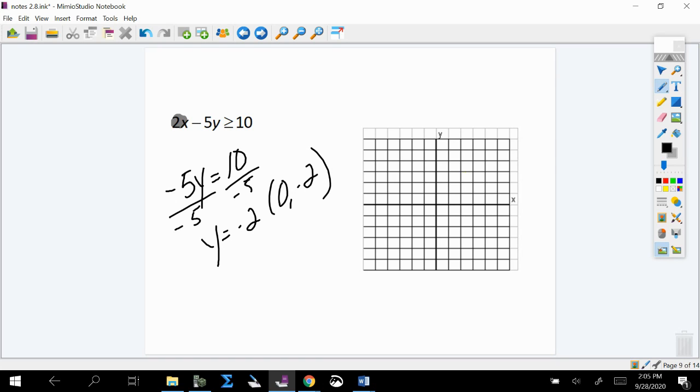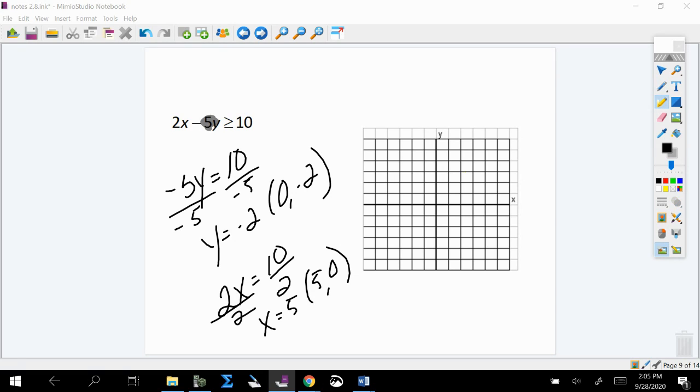And then I'm going to do the same thing, but I'm going to cover up the y's. So let me cover up my y. So I'm going to get rid of this. So I've got 2x equals 10. Again, I'm going to ignore the inequality for now because I just want to know when it equals that value. So that gives me my x-intercept.